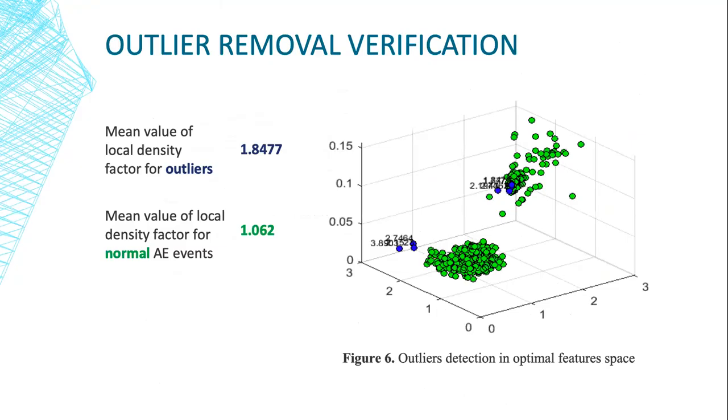So the next result is outlier removal verification. Here, blue color marks the outliers found during the algorithm execution, and green color marks normal events corresponding to acoustic emission signals emitted from the defect. We calculated the mean value of local density factors both for outliers and normal events, and we see that the value of the local density factor for outliers is 2 times bigger than for normal acoustic emission events.